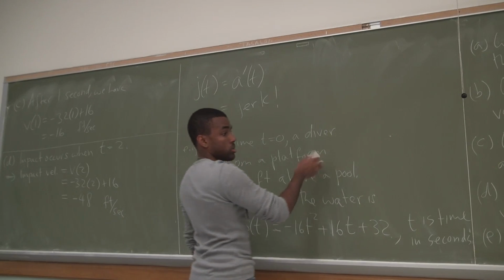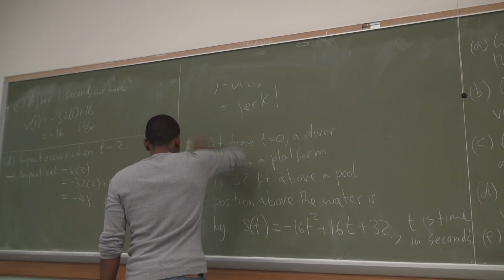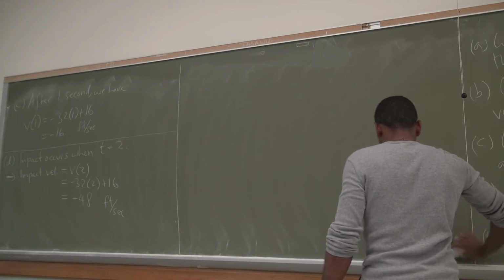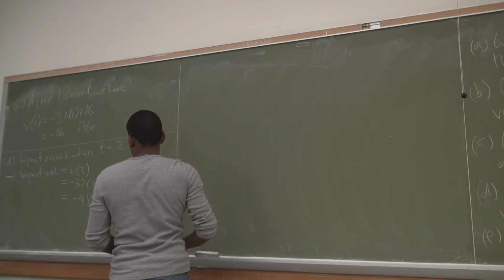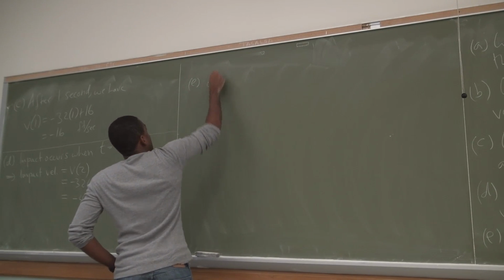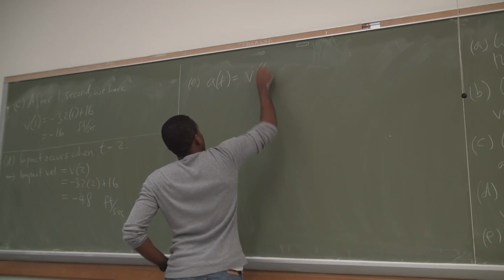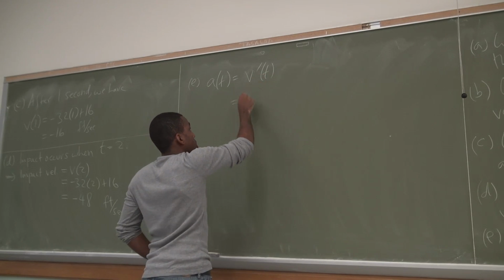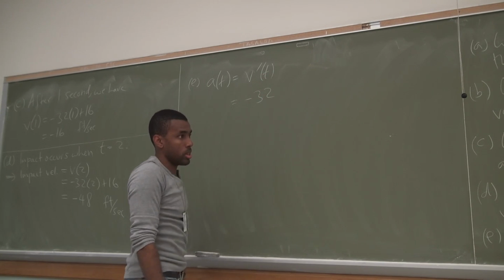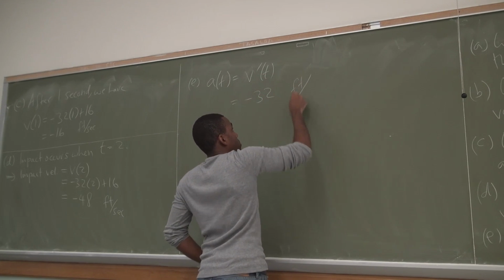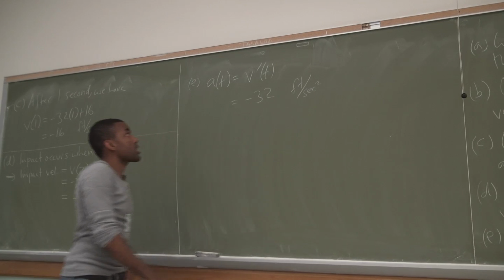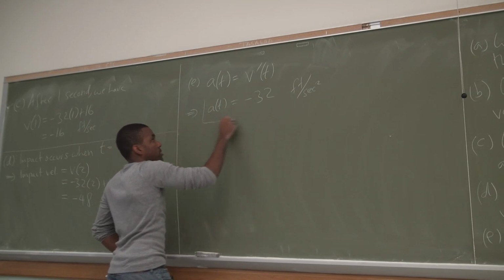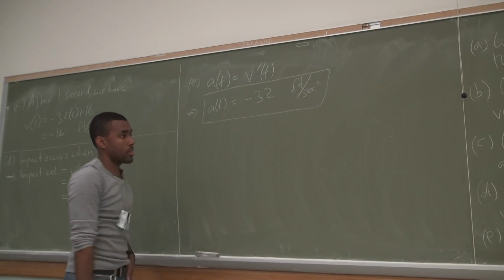What's his acceleration after time t? Acceleration would just be the derivative of the velocity, which is, I take the derivative of minus 32t plus 16, that's just minus 32. So this is feet per second squared. And that's it. Okay.